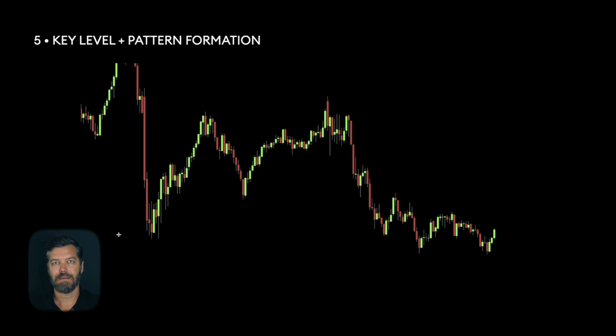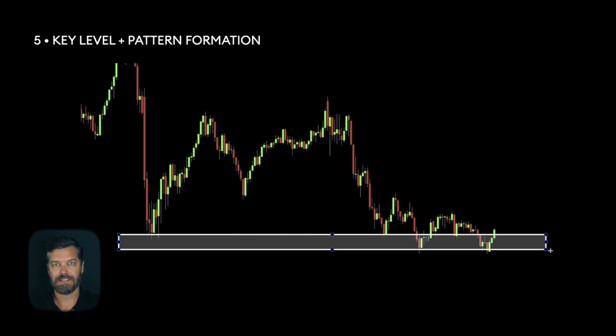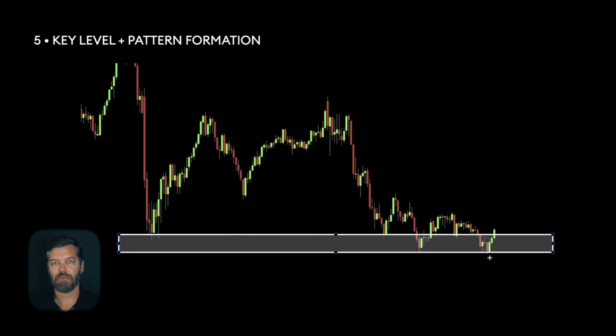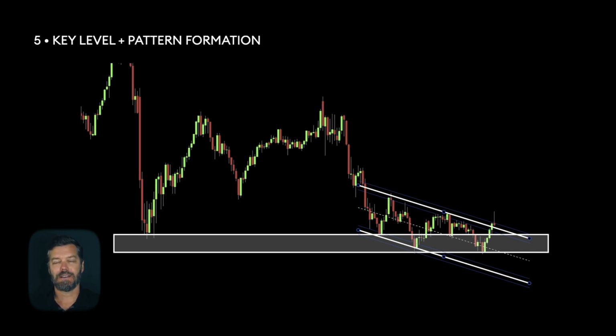Let's walk through an example. You've identified a key level from a past reversal point where the price turned around before. As the price returns to this key level, a descending channel pattern forms right at this point. While this descending channel could be any pattern from the list, its formation at the key level strengthens the trade setup. In this case, the price eventually breaks above the descending channel, confirming a reversal at the key level.